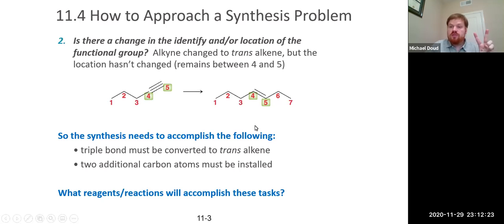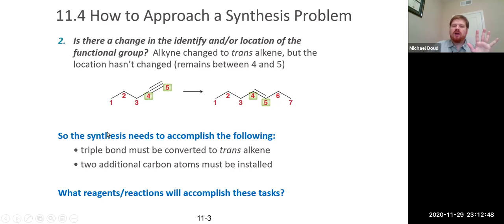So we've got two different types of problems. We have to add 2 additional carbon atoms, and we have to take that triple bond and turn it into specifically a trans alkene. So what is it that we can do to accomplish this task? Go ahead, take a minute, pause the video, think it through. What reagents are we going to use to accomplish these two different things? Pause.